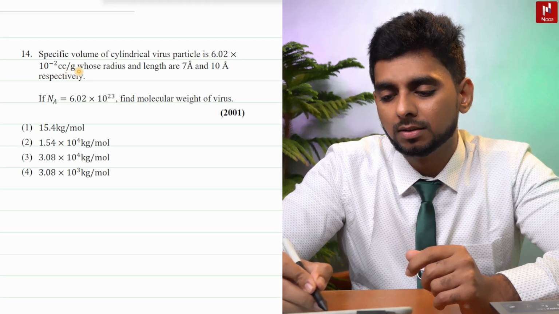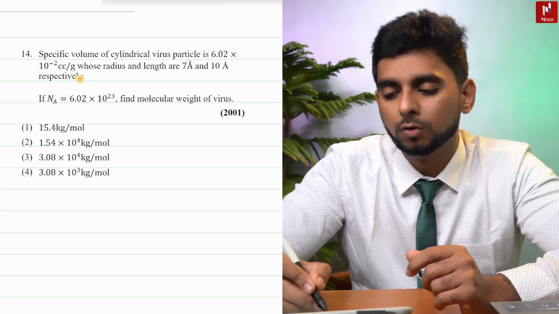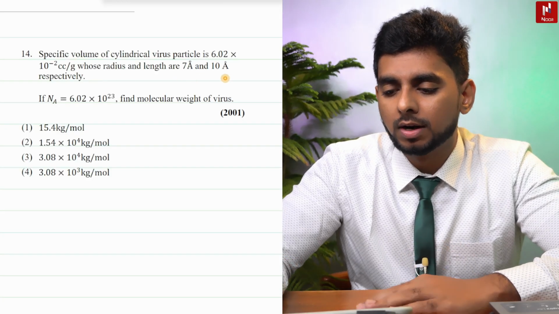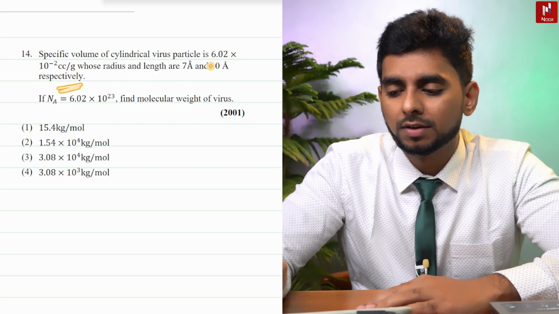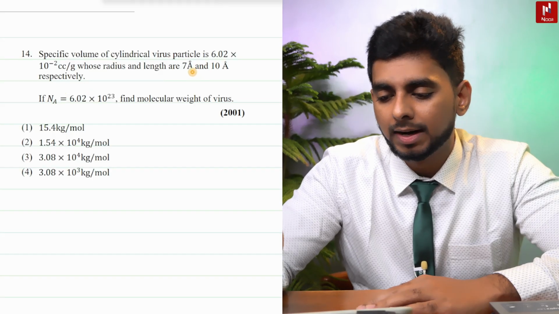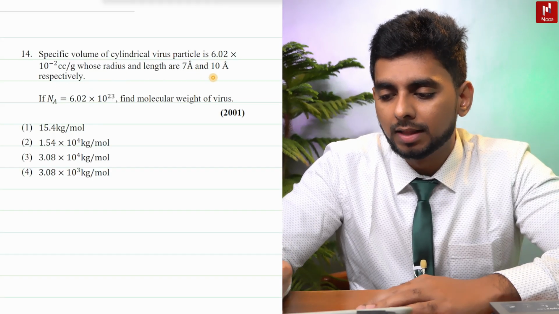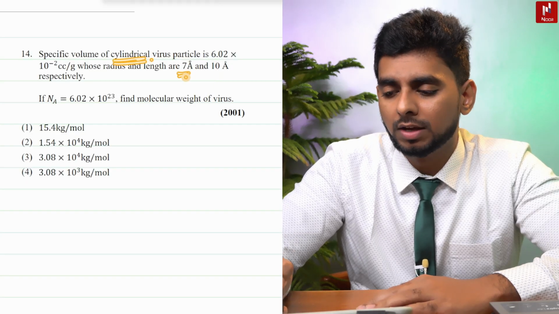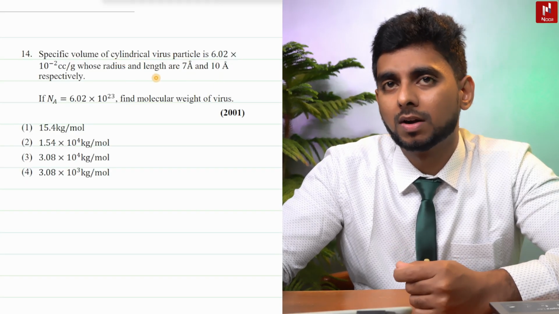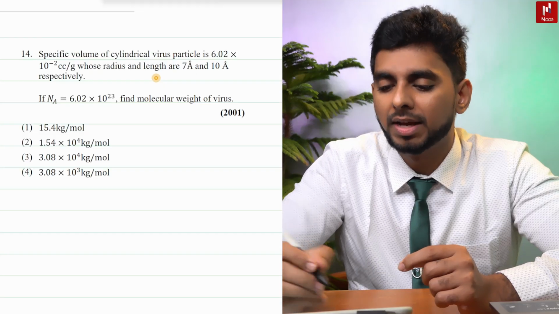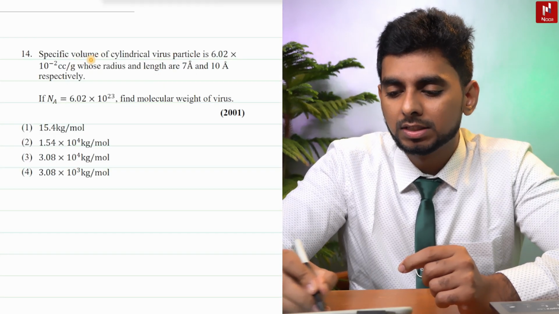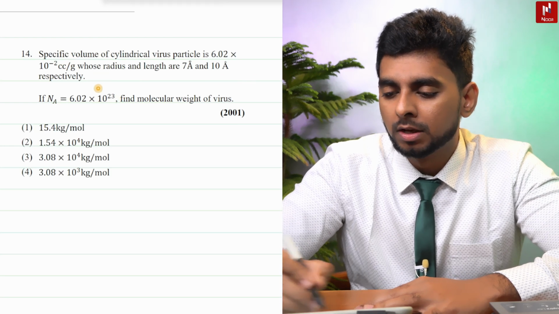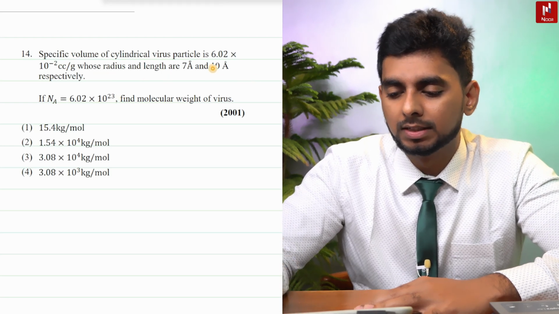So cc per gram, which means centimeter cube per gram, whose radius and length are 7 Angstrom and 10 Angstrom respectively. So I have got the radius and the length of the virus particle, which is cylindrical in shape. If I know the radius and the height or length, I'll be able to calculate the volume. That will be handy because here they have given us a specific volume. Let me tell you what is meant by specific volume in a minute.